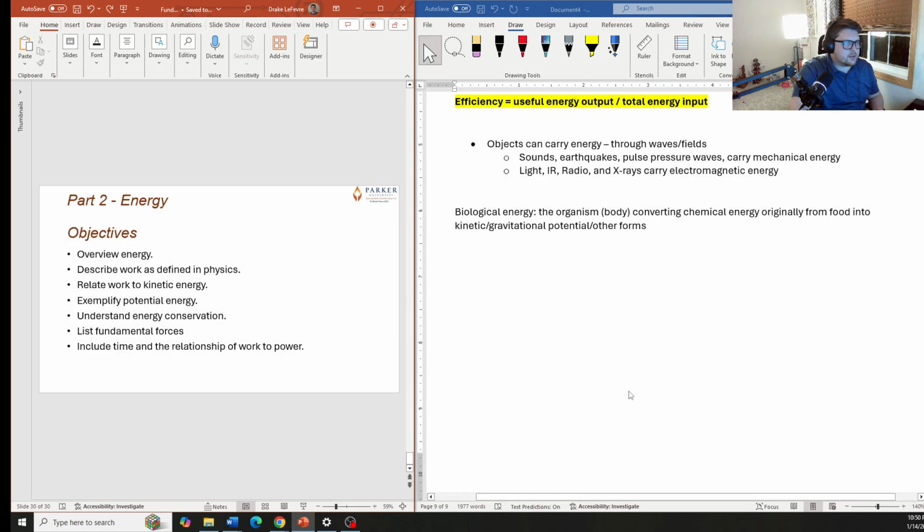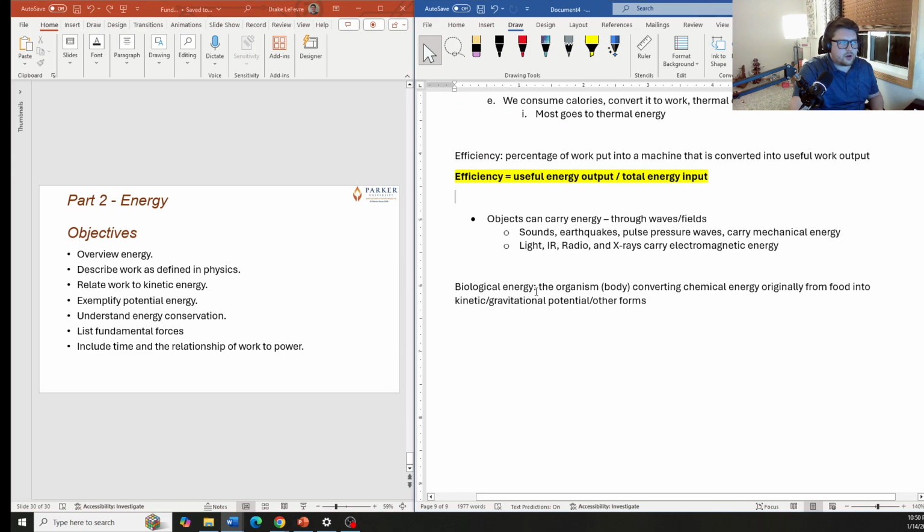And that is all of the material. Last little comment: if you see the phrase biological energy, this is the body or the organism converting chemical energy originally from food into kinetic, gravitational potential, and other forms of energy. Just a little definition type thing.